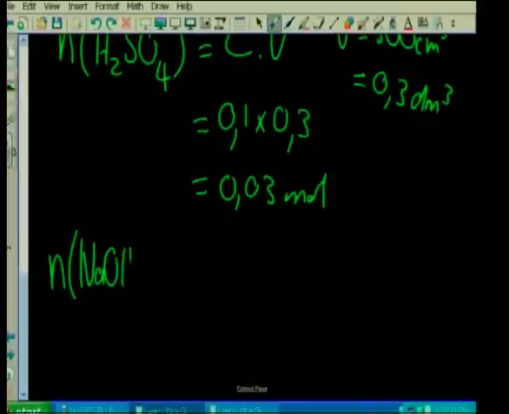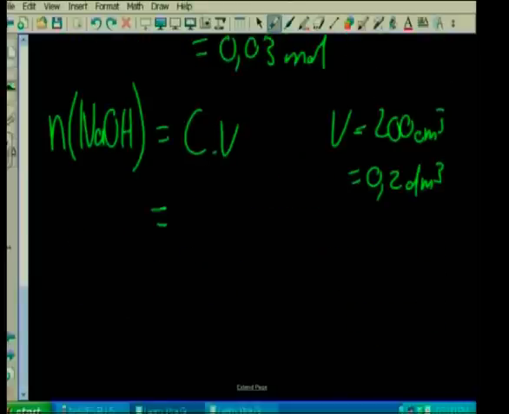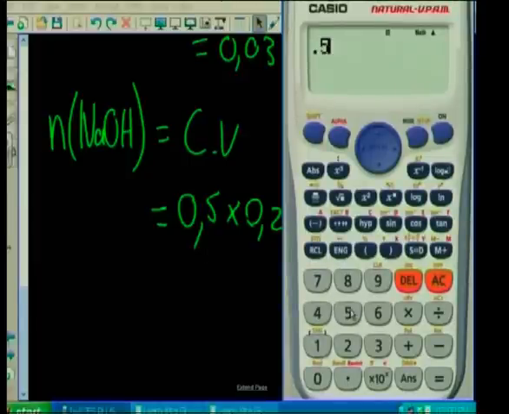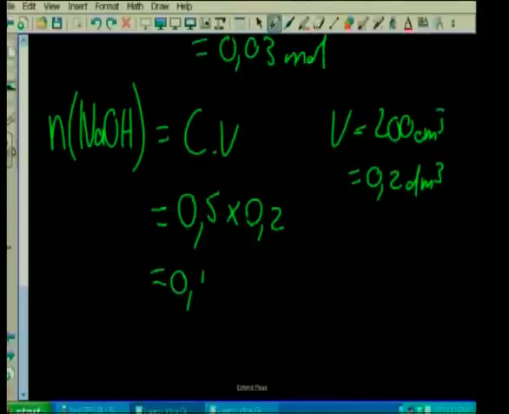Well, the first step is to calculate the number of moles of sodium hydroxide. So the number of moles of sodium hydroxide is equal to the concentration times the volume. The volume was given to me as 200 centimeters cubed, which I'm going to rewrite as 0.2 decimeters cubed. And the concentration for this particular one was 0.5 moles per decimeter cubed. It was more concentrated, times 0.2. 0.5 times 0.2 gives me an answer of 0.1. So write it down, 0.1 mole.